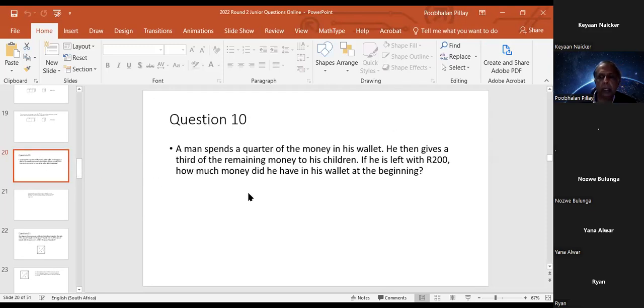Oh, this one. Sonia, right. Okay. Well, in this problem here, I need to share. But you can see it. All right. A man spends a quarter of his money in his wallet. So he's got a certain amount of money in his wallet, and he spends a quarter of that. He then gives a third of the remaining money to his children, and he's left with 200 rands.